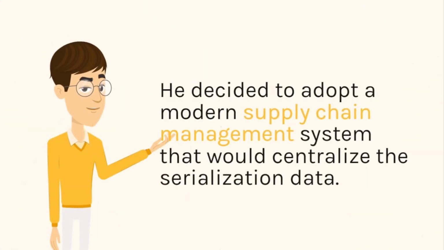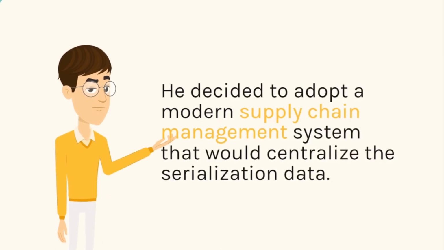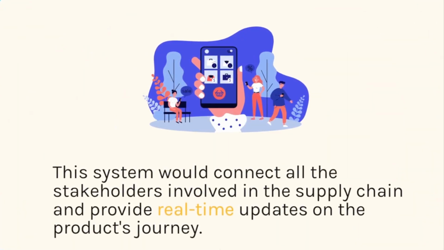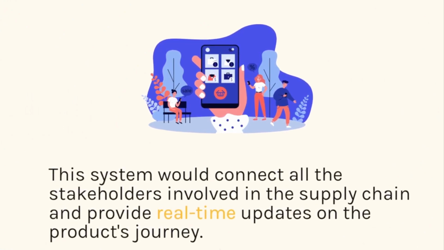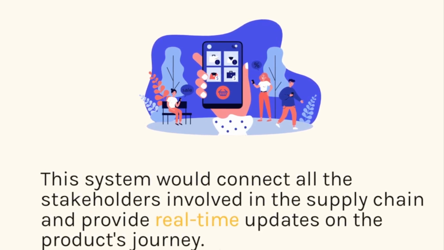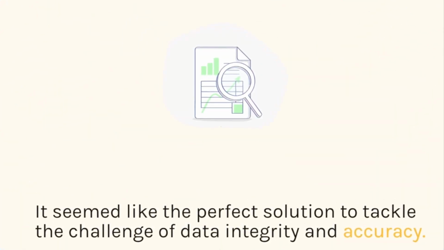He decided to adopt a modern supply chain management system that would centralize the serialization data. This system would connect all the stakeholders involved in the supply chain and provide real-time updates on the product's journey. It seemed like the perfect solution to tackle the challenge of data integrity and accuracy.